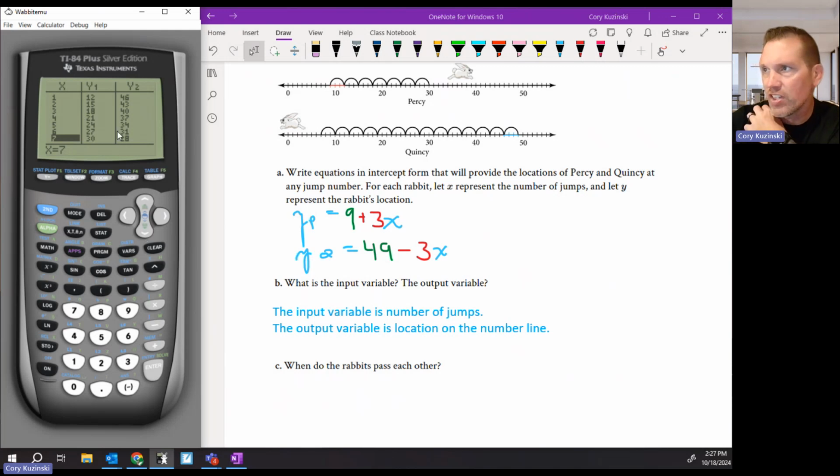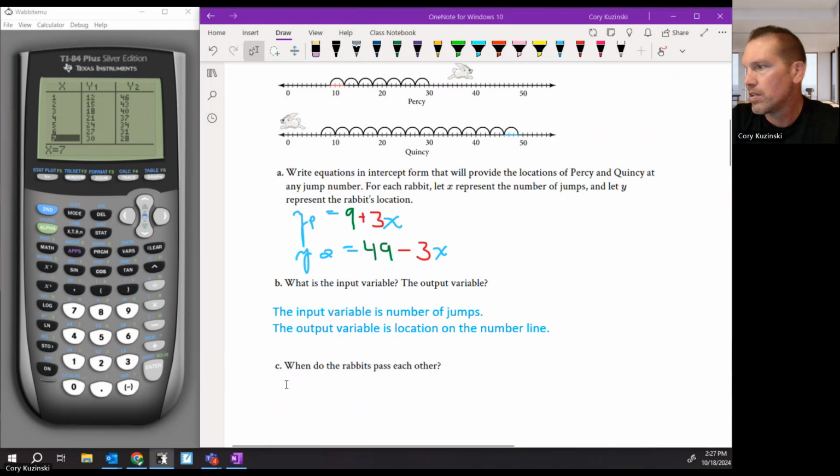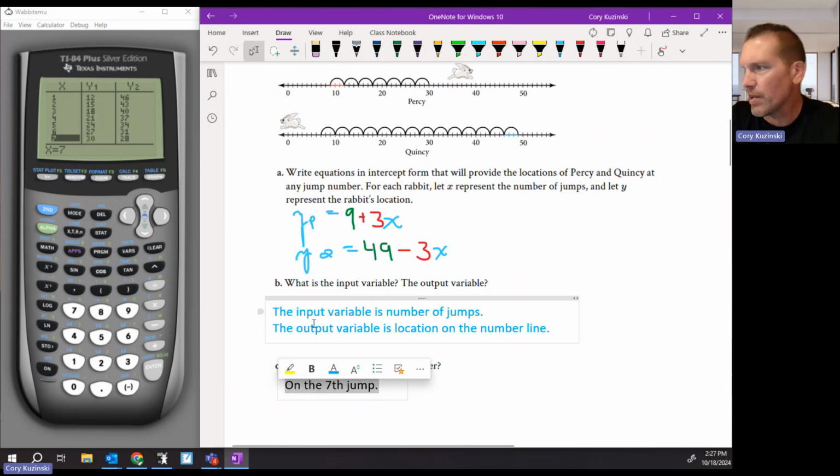And there it is on the seventh jump. So during the seventh jump is when they hop past each other. We'll say on the seventh jump. So we could have done that with a recursive rule too, I guess. It takes a lot longer. So I think I'm going to use the equations.